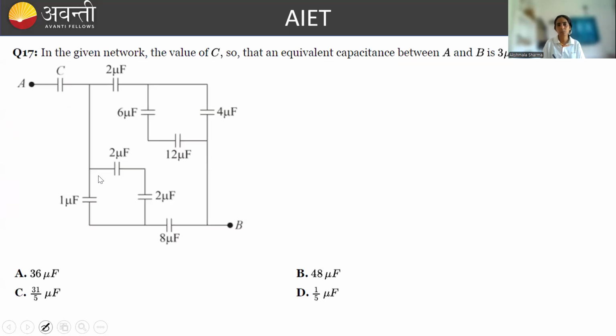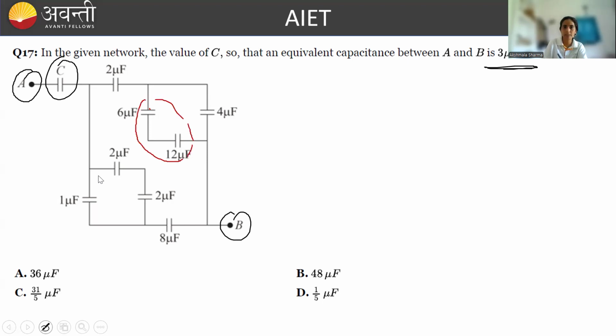In the given network, value of C so that an equivalent capacitance between A and B is 3 microfarad. Equivalent capacitance between A and B is how much? 3 microfarad. So हमसे पूछा गया C का वैल्यू क्या हो. क्वेश्चन बहुत सिंपल है. क्वेश्चन को बस आराम से सॉल्व करते जाओ. ये 6 और 12 किस में है? सीरीज में. And you already know that if capacitors are in series they get added like parallel. ठीक है. So इन दोनों का इक्विवेलेंट कितना होगा? इन दोनों का इक्विवेलेंट अगर आप निकालते हो तो this will become 12 into 6 by 18. So this is your 4 microfarad. Sorry, this is 6 C equivalent.